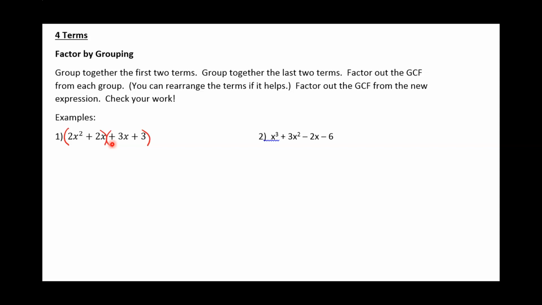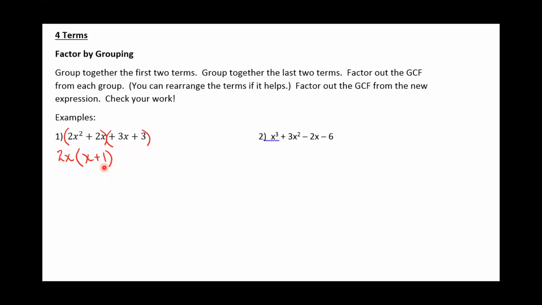So now I'm going to take out the greatest common factor for these first two terms. If I look at 2x squared and 2x, what is the largest thing they have in common? Well, that would be 2x. So if I take out 2x, to see what I have left, remember you're going to divide. So 2x squared divided by 2x would be x, and 2x divided by 2x would be 1.